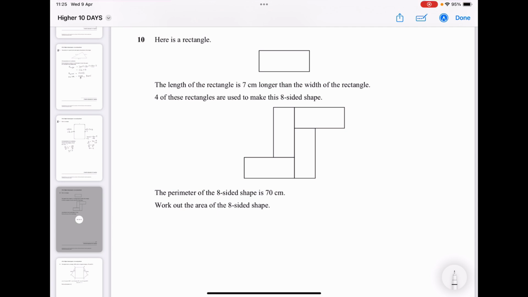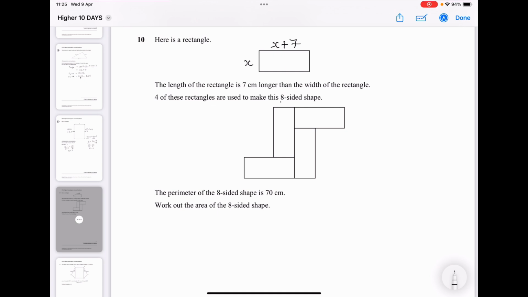Work out the area of the 8-sided shape. Okay, so first of all, the length of the rectangle is 7 centimetres longer than the width. This is a bit of algebra. So this is x. This is x plus 7. So what I can then do is put all of this on here.